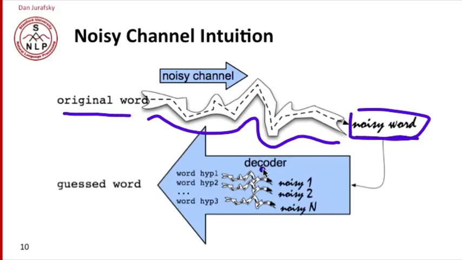So the decoder will take a bunch of hypotheses. For each one, run it through the channel. Here's running hypothesis 2 through the channel, run hypothesis 3 through the channel, and we see which word looks the most like this noisy word, and we pick that as the original hypothesis for the word that started out. So let's look at that. First, we'll introduce some probability, and then we'll look at some examples.